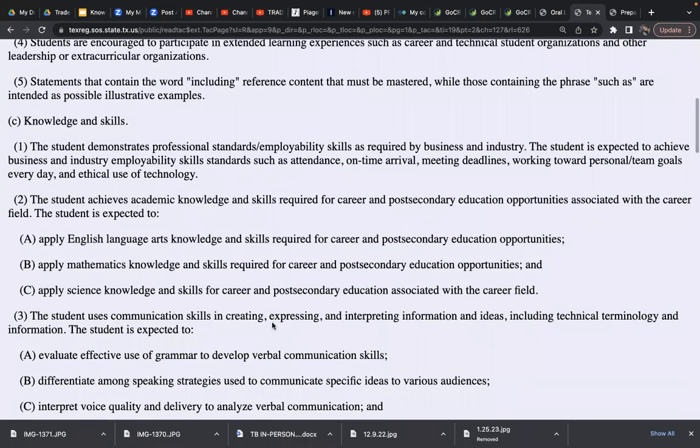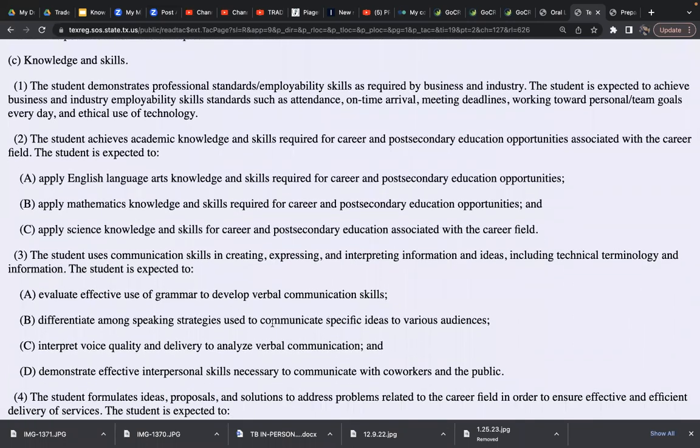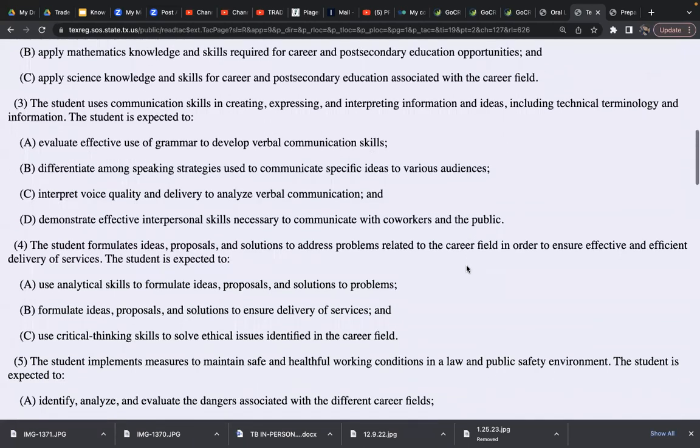They're not going to ask you any questions about this on your exam. It's all going to be pedagogy related, but there are skills that are necessary. So, differentiate speaking strategies used to communicate specific ideas to various audiences.